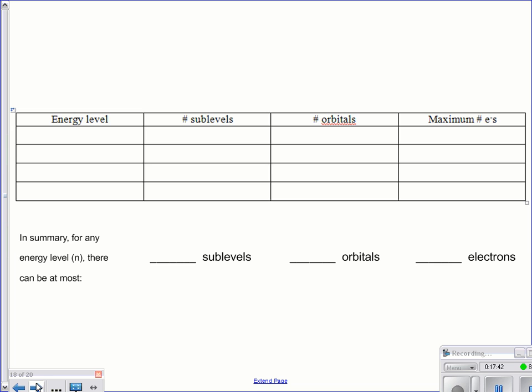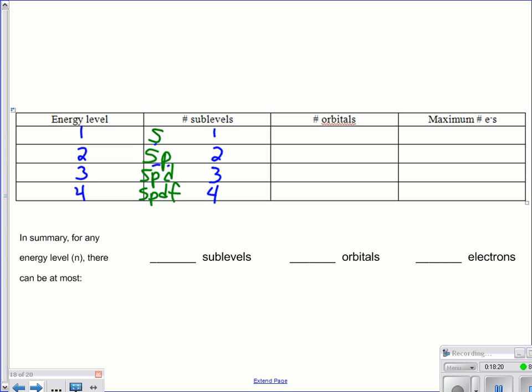Okay, let's do it another way. Let's do it by energy level. First, second, third, and fourth energy level. What sublevel can you find in your first energy level? S. What can you find in your second? What about your third? SPD, and fourth is SPDF. So if we think about the number of sublevels, we just answered it right here. We've got 1. Here we've got 2, 3, 4.